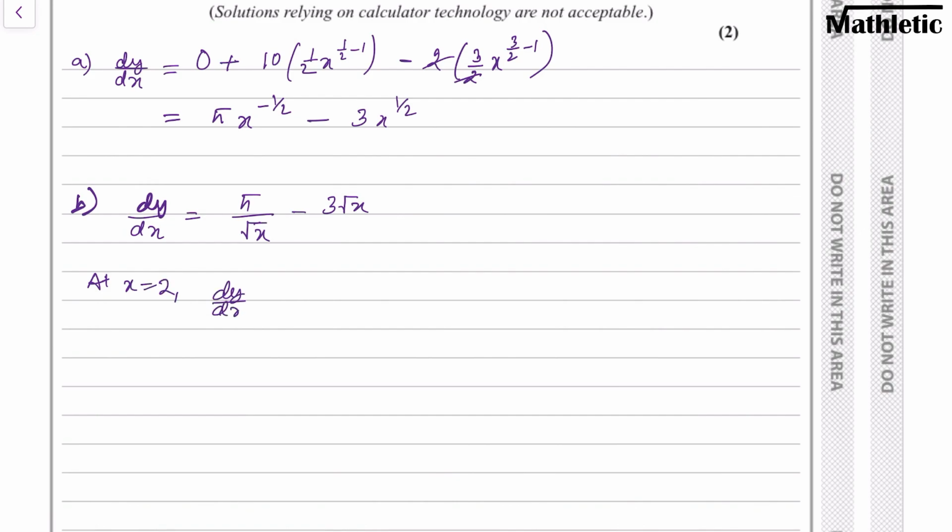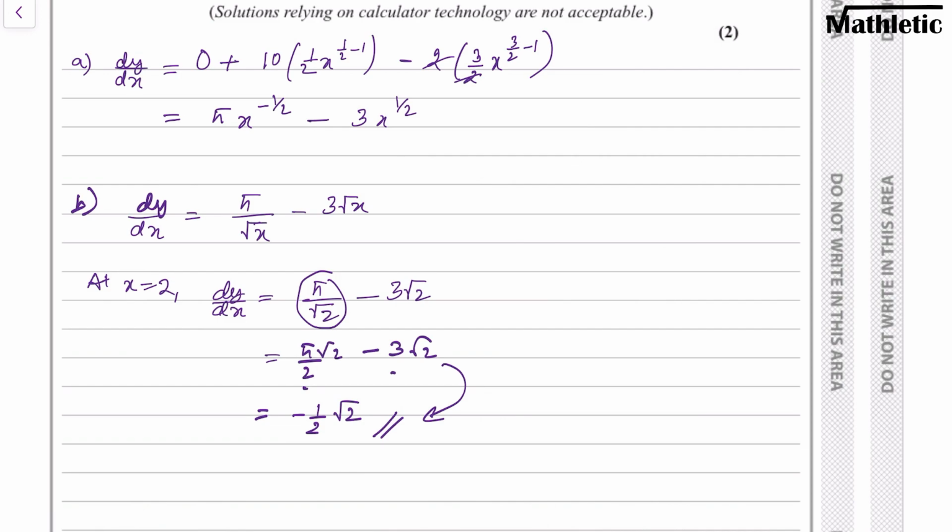So at x equals 2, dy by dx is 5 by root 2 minus 3 root 2. So this is 5 root 2 by 2 minus 3 root 2. So 5 by 2 minus 3, this will give us minus half root 2. You can just directly use the calculator to get to the final line. So that's it. We are done with part number 1. Next, let's move to number 2.